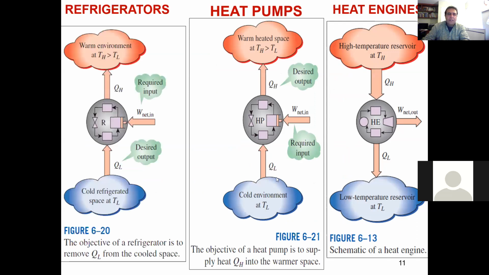All right, so let's see. These are the refrigerators. This is the heat pump. Okay, this is the heat engine. That's a heat pump, and that's a refrigerator. Okay, those are the three different cycles.